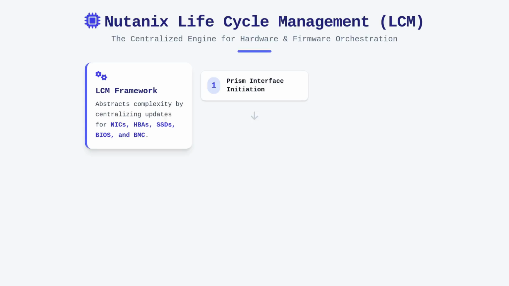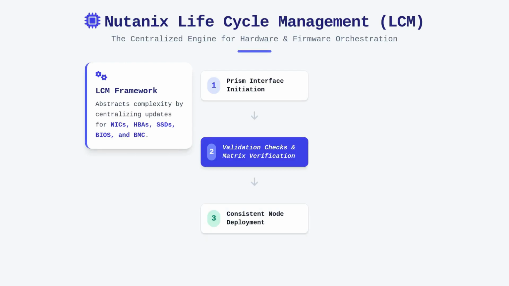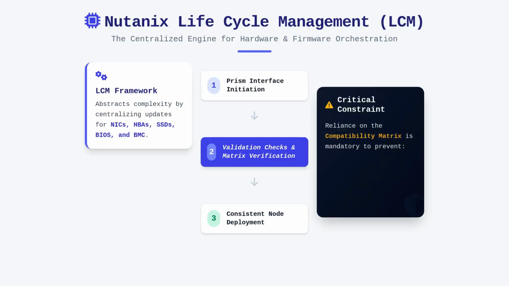controller. When you initiate an update through the Prism interface, LCM performs a series of validation checks to confirm that the proposed firmware version is compatible with your current AOS and hypervisor software versions. This reliance on the Nutanix compatibility matrix is not a mere suggestion. It is the fundamental constraint that prevents configuration drift and avoids the catastrophic failure states that occur when software layers become disconnected from their physical hardware expectations.